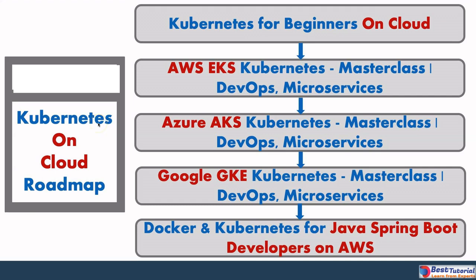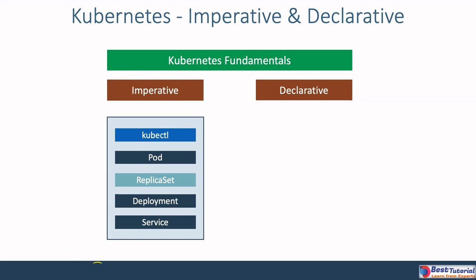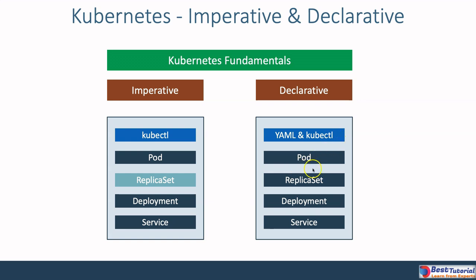Welcome back. So far we have completed the Kubernetes fundamentals. Using the imperative way, we have created a pod, and for replica set, we really don't have an imperative command using kubectl, so we used the YAML format to create it. Deployment and service we also created using the imperative way. So now, using YAML and kubectl, we are going to create pods, replica sets, deployments, and then services in a declarative manner using YAML.